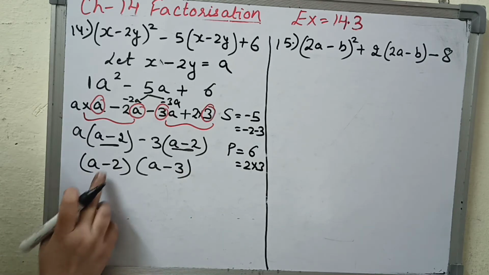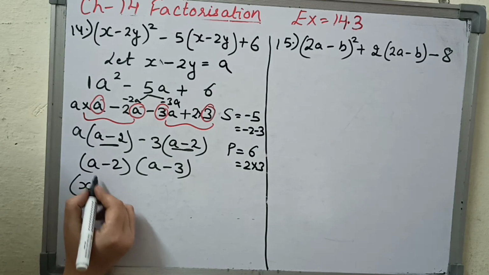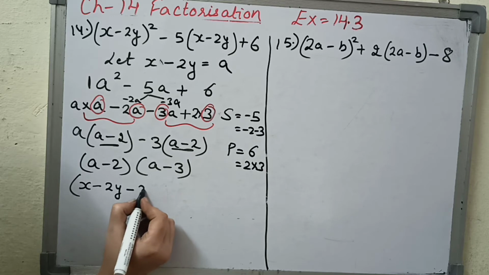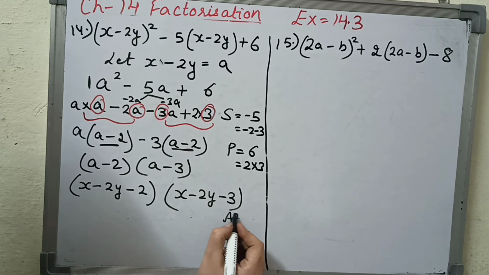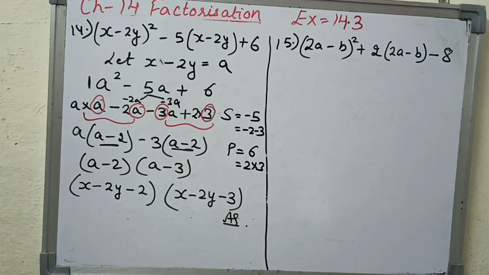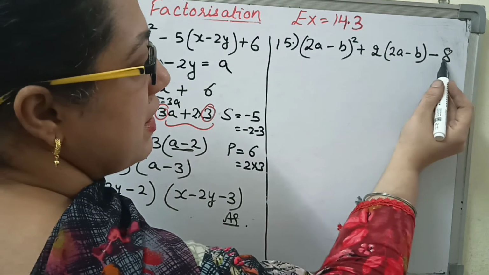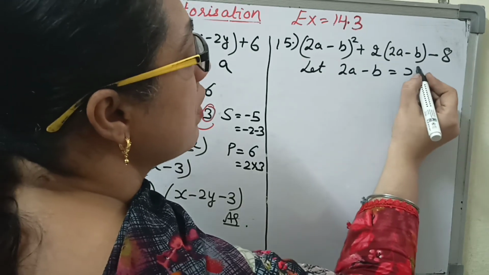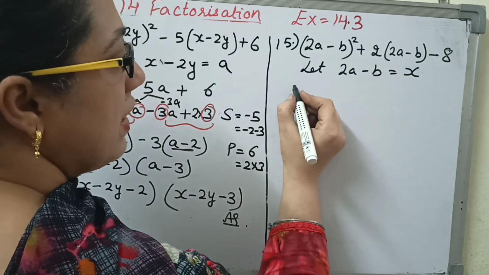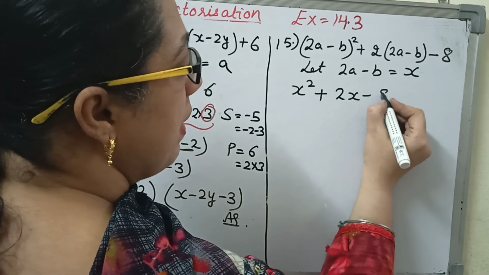But we have to put the value of a. a is x minus 2y. So write down in place of a: x minus 2y minus 2, and x minus 2y minus 3. That is your answer. In the same way, we have to solve sum number 15. In the 15th sum, it is given: 2a minus b whole square plus 2a minus b minus 8. Now, let us suppose 2a minus b equal to x. So, I reduce it into a very simple quadratic equation: x square plus 2x minus 8.